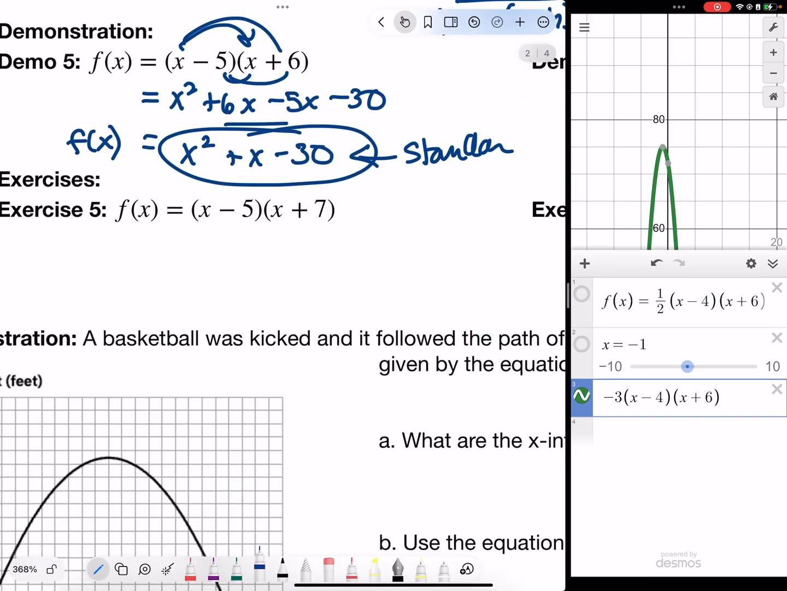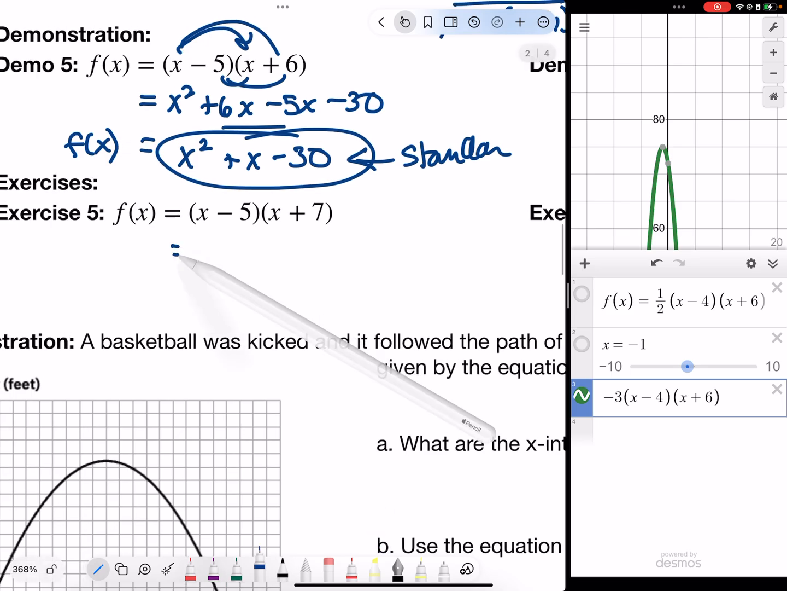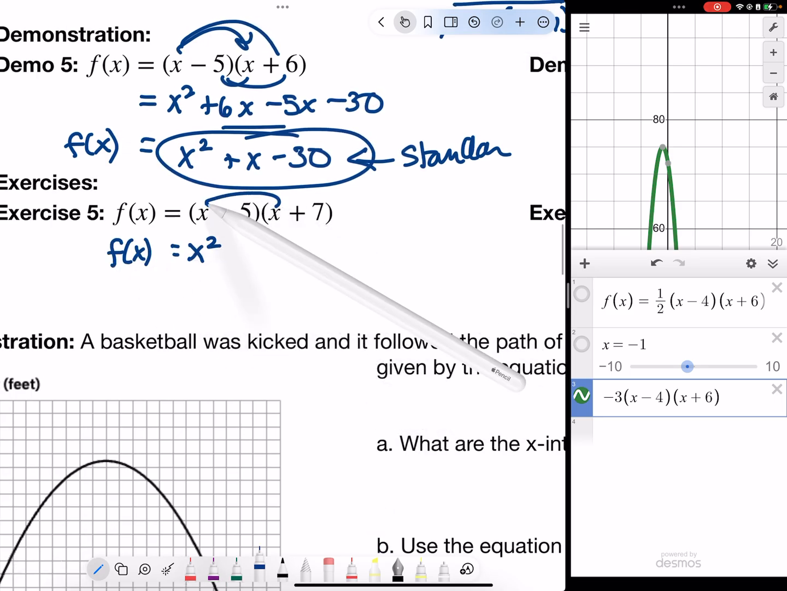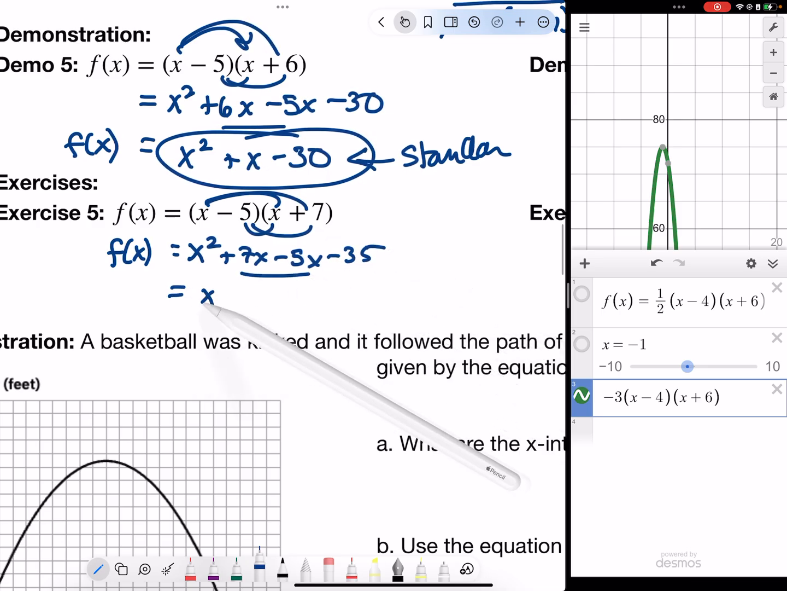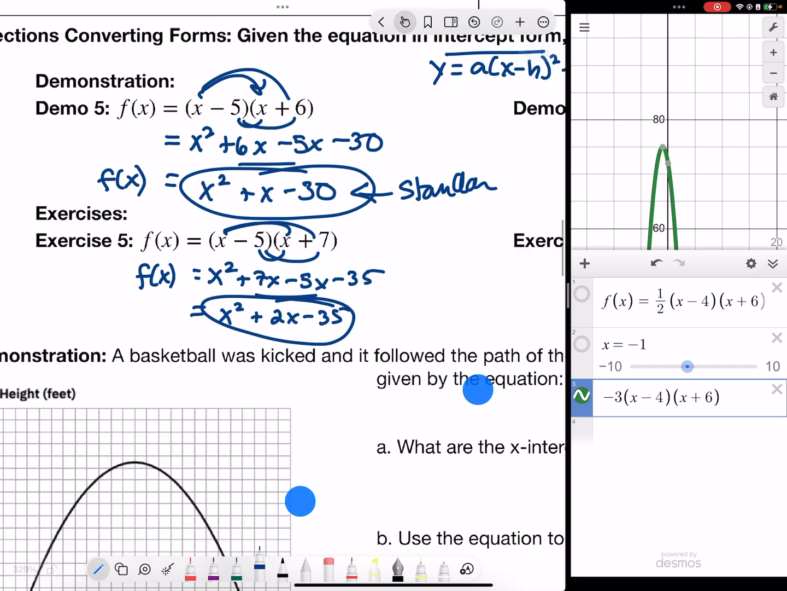Exercises here. I'll pause, and you can pause the video. Let's just go ahead and distribute this. Double distribution: x gets distributed, x gets distributed again. Second time, -5 gets distributed, -5 gets distributed, add like terms in the middle. And you are done.